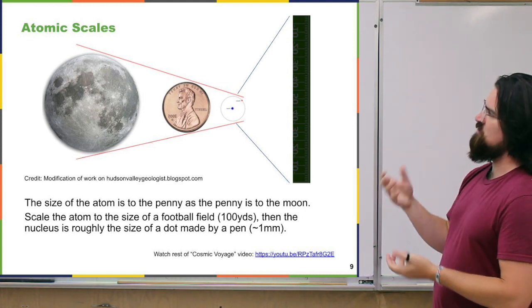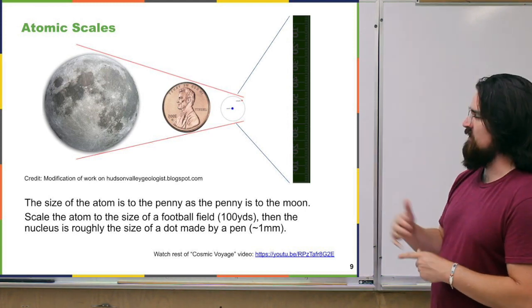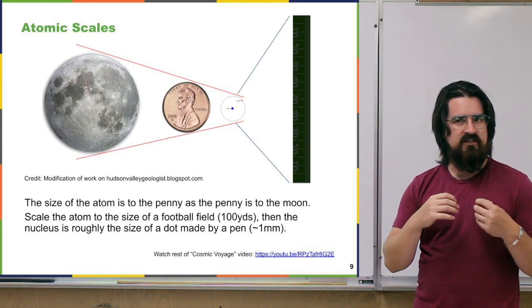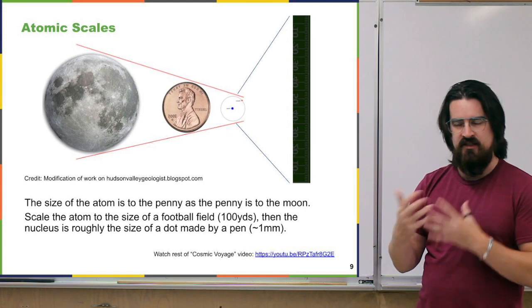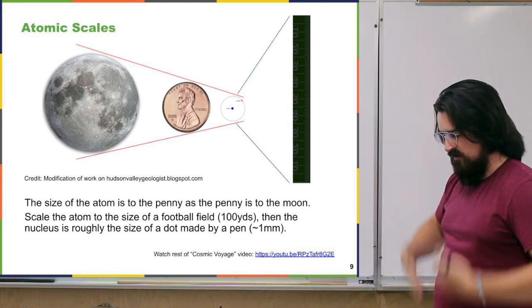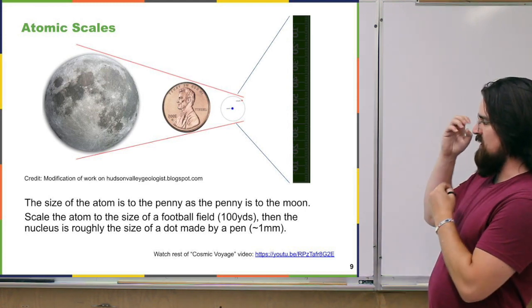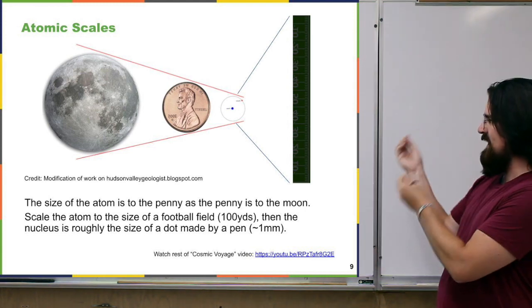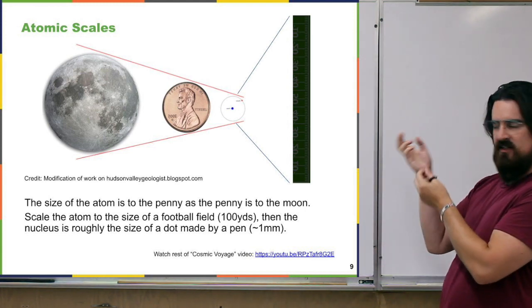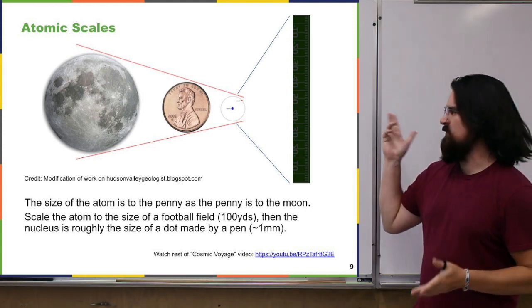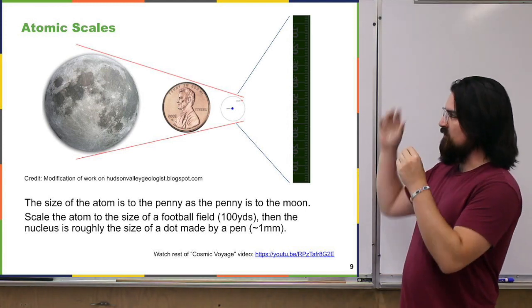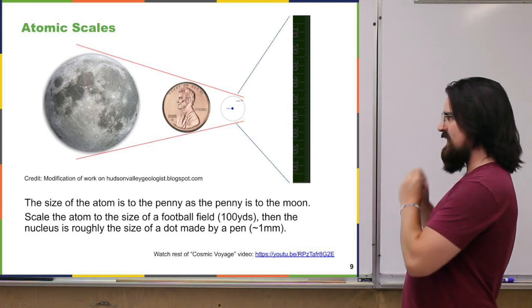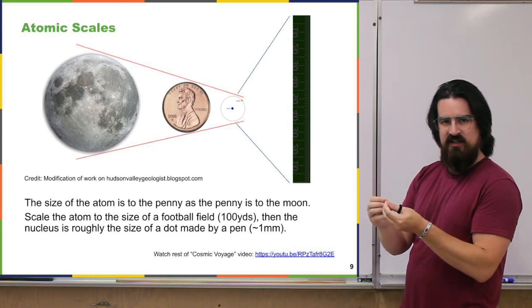But for now, just to think about the scale on that side, right, of zooming in, think about the size of an atom, the thing that makes up matter, makes us up. If you were to compare the size of a penny to the moon, then the atom is in the same proportion to the penny as the penny is to the moon, right? The penny is this tiny little thing compared to the moon, but in almost the same proportion, an atom is to the size of the penny.